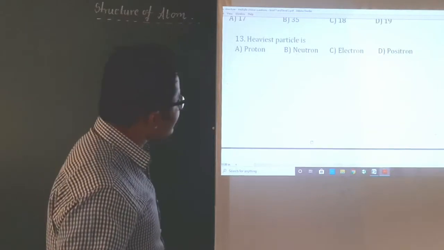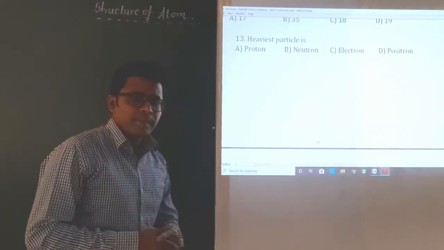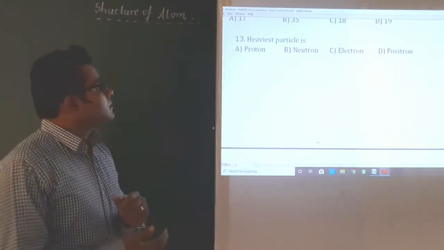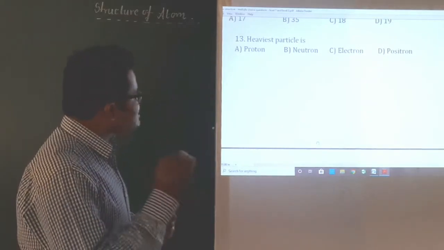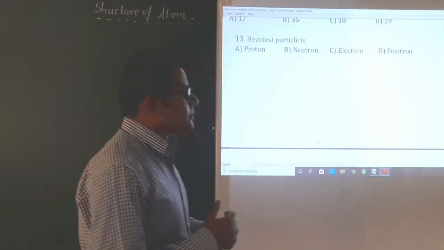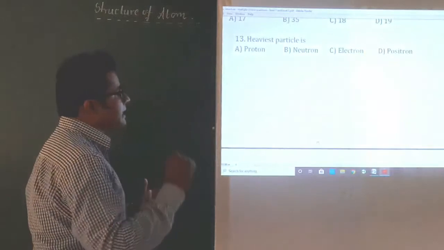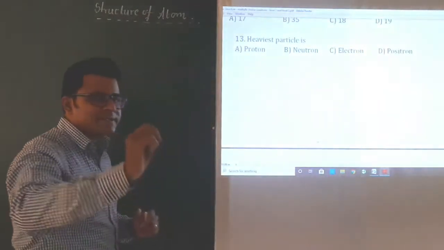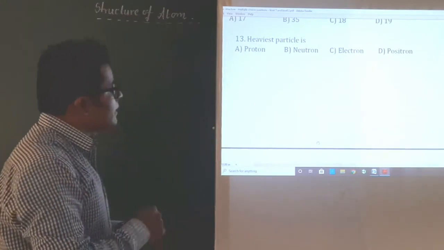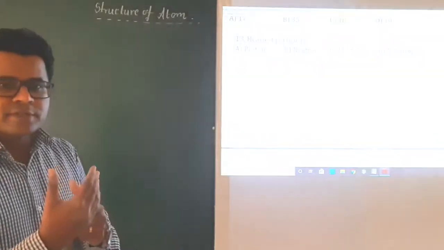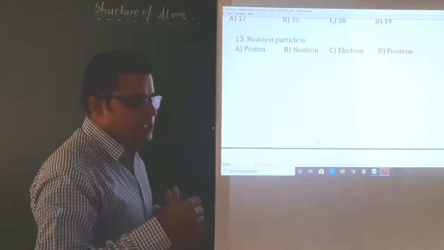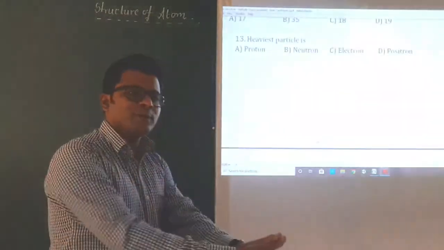And that is the heaviest particle is... coming to the next question, the heaviest particle is proton, neutron, electron, positron. Now here in this particular scenario, what we need to understand is that the electrons are the species with the lightest mass, right? So therefore, electrons and positrons are opposite to each other. Positrons are anti-electron type of species, with the charge as +1 and mass equal to electrons.